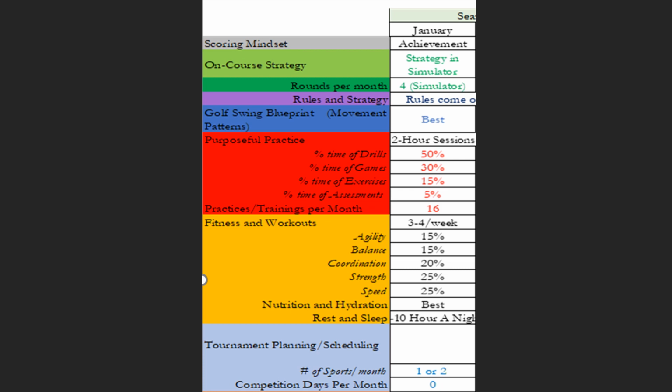This is the best time of year to make some swing changes, or again, what I call your natural movement patterns or your golf swing blueprint. So, purposeful practice. Again, probably 50% of your time in drills or developing internal feels, 30% in games or target awareness activities, 15% in exercises of things you can do without a ball or a club, just to develop body awareness, and then it's a pretty good time to test too. About 5% of your time should be testing, whether that's the short game test, my golf achievement test, or any of the TrackMan tests are a good thing to do.